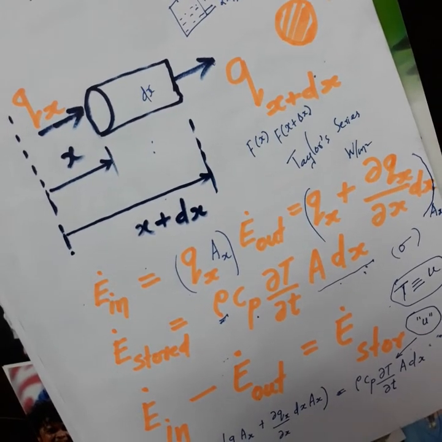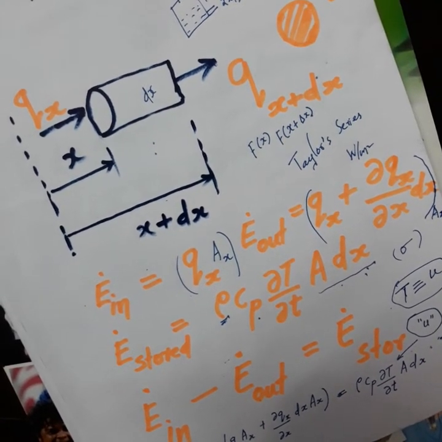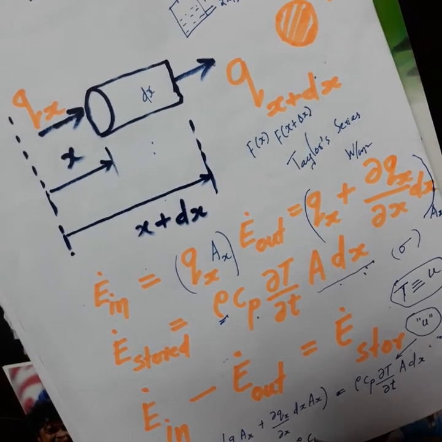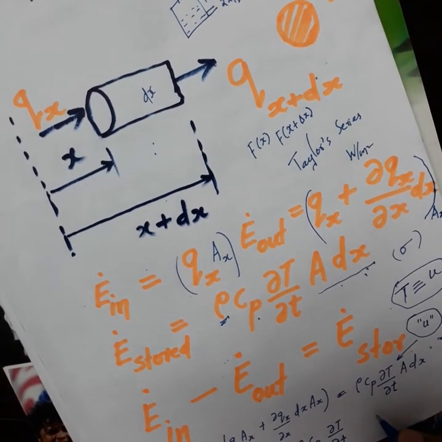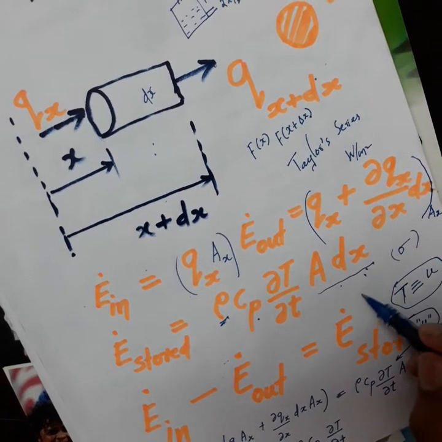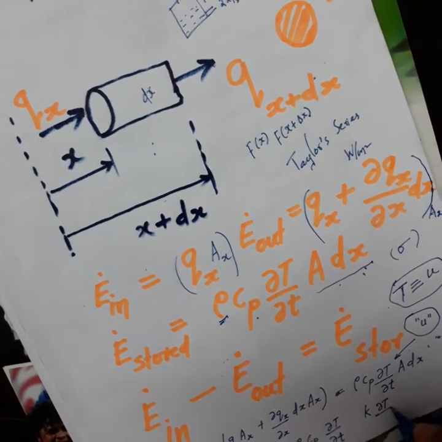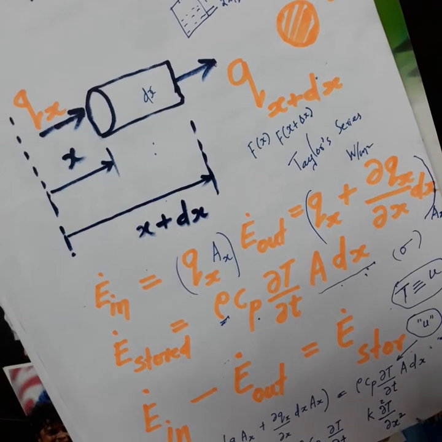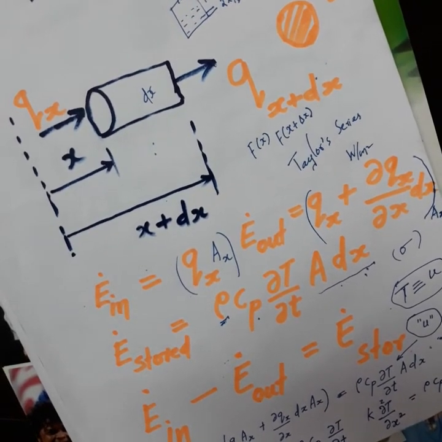Now these two terms go off. What we are left with is dou qx by dou x times dx equals rho Cp dou T by dou t times dx. Clear? All the others just cancel out. Now, from Fourier's law, qx is minus k dou T by dou x, so if I plug it in here, it will be k times dou square T by dou x square equals rho Cp dou T by dou t.